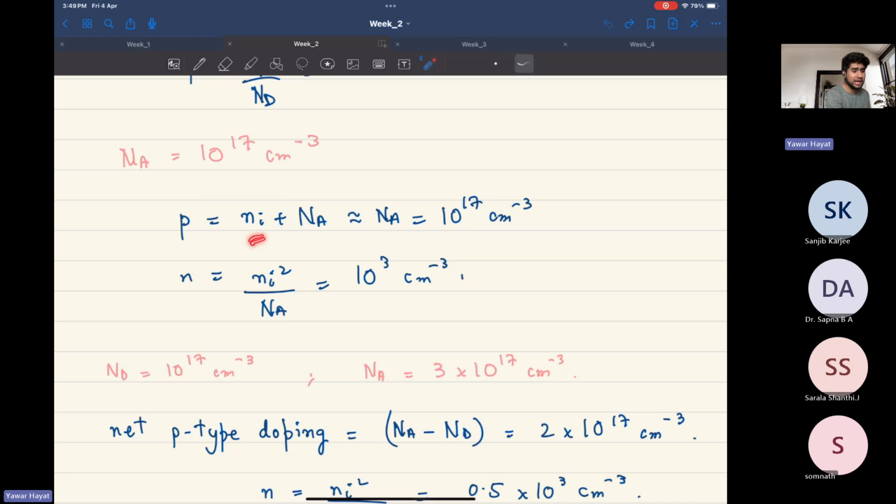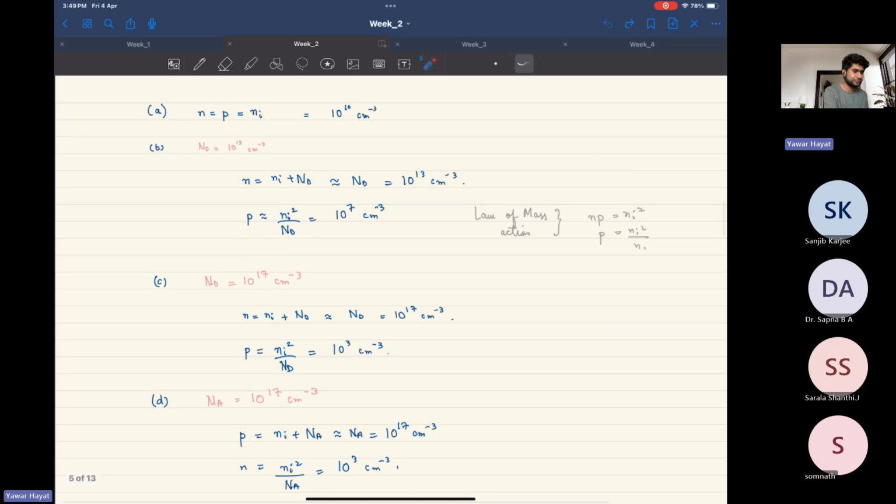Na is 10 to the power 17. So the difference is around 10 to the power 7 order difference. So that's why P would simply be Na, which is 10 to the power 17. And my N would be Ni square by Na, and it's 10 to the power 3 per centimeter cube.